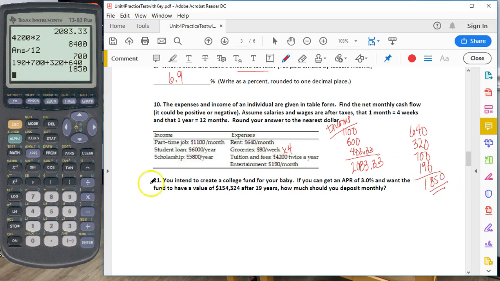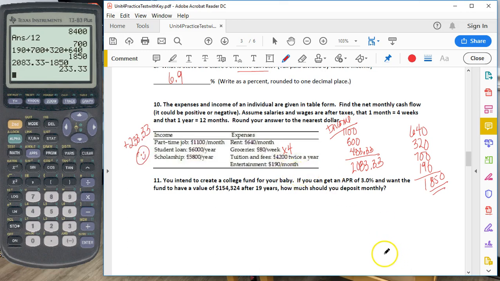So that's a lot, but I'm in good shape because I'm bringing in $2,083.33, and I'm only spending $1,850. So I have a positive cash flow of $233.33. Yay.